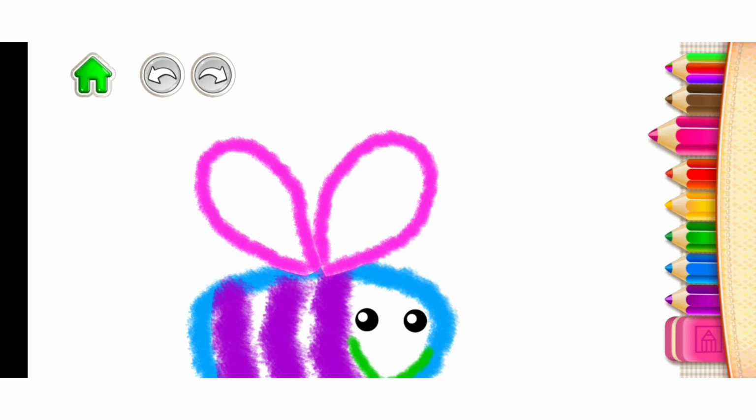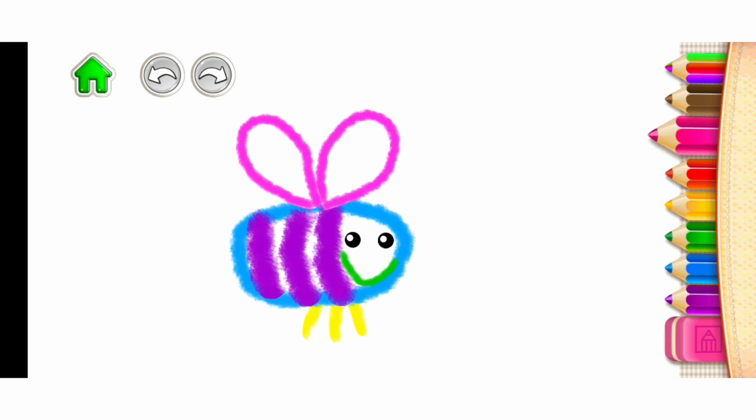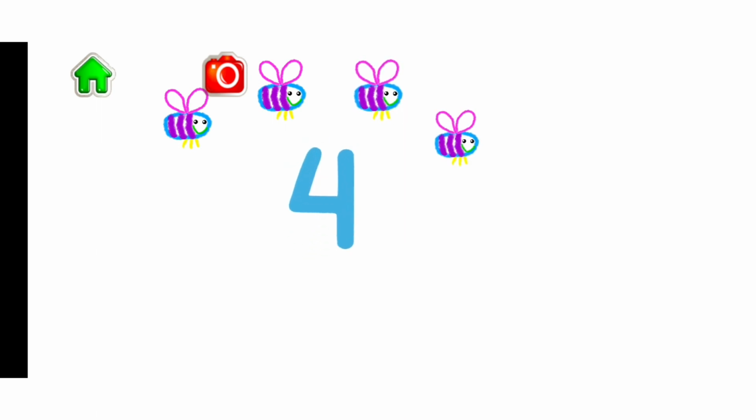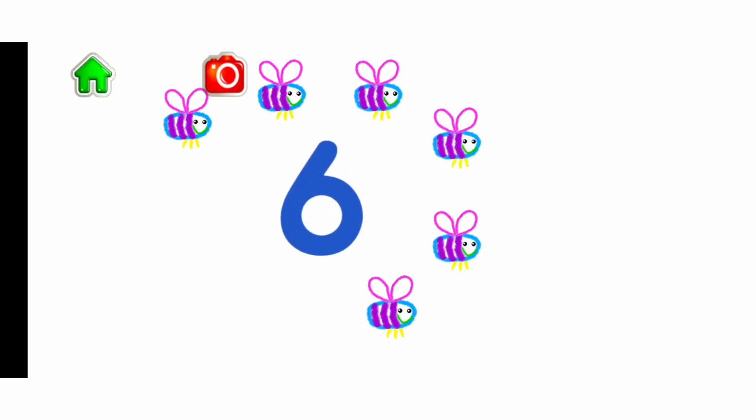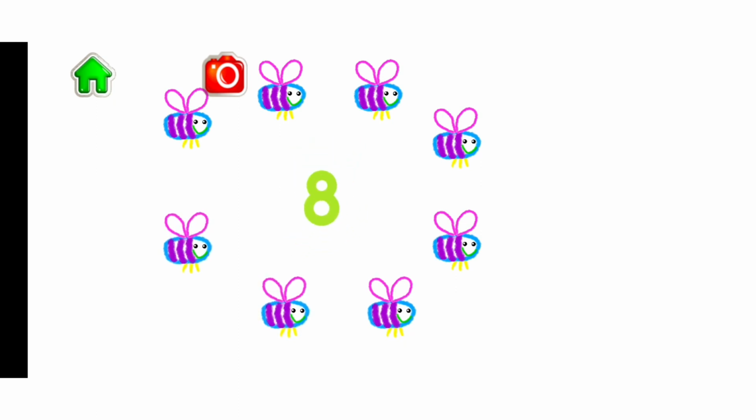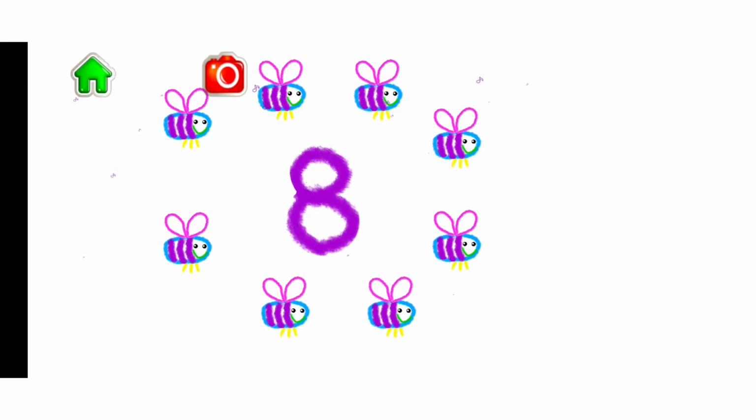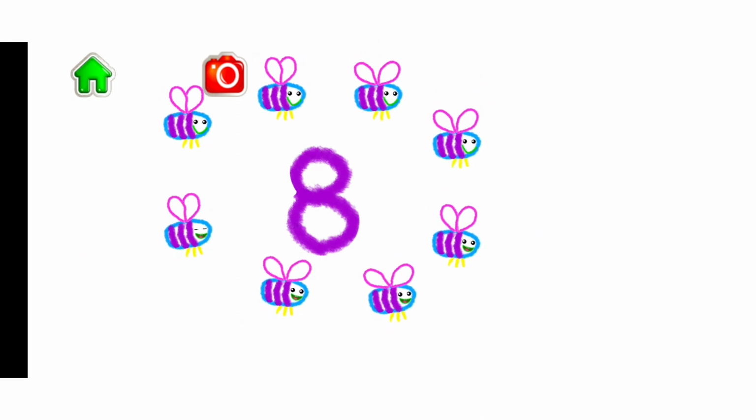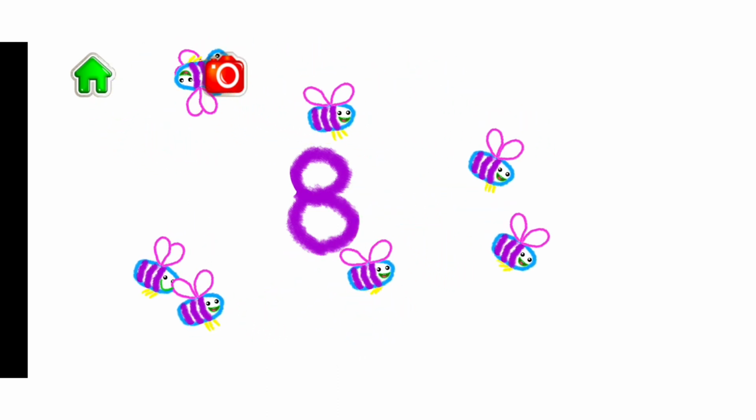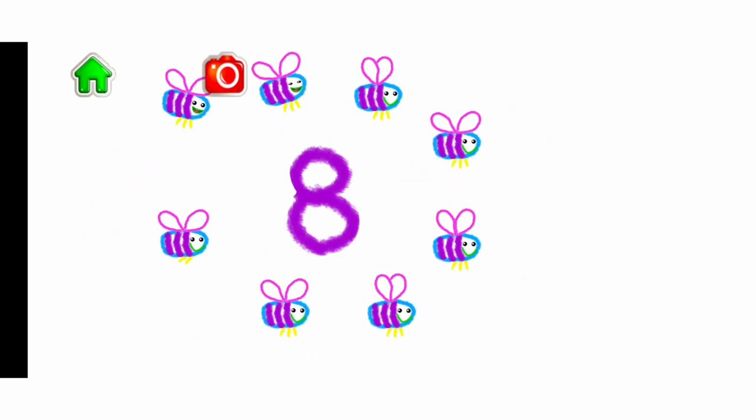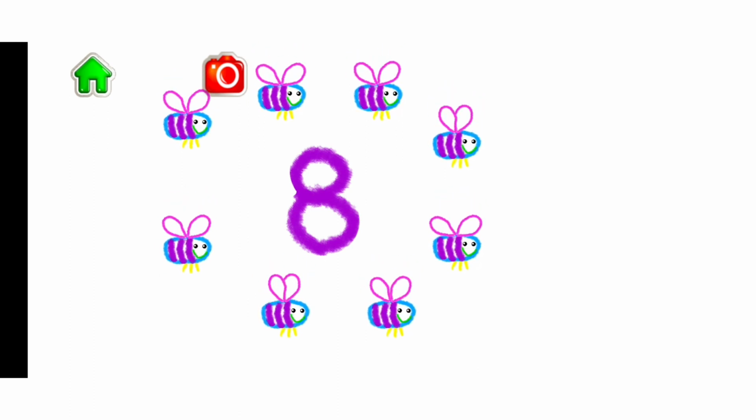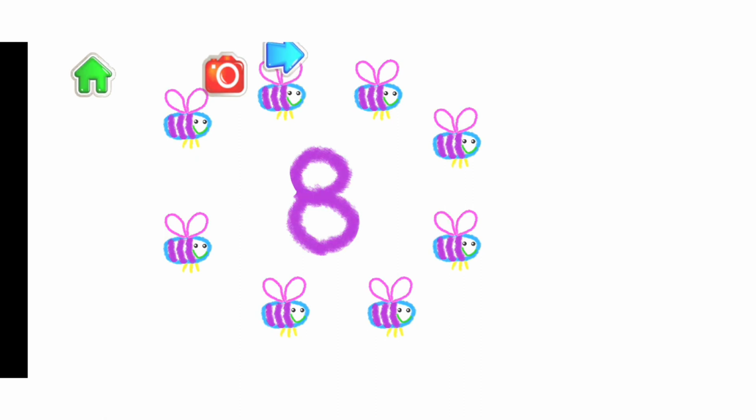Excellent! Let's count bees. One. Number eight, and the bees will fly and hum. Violet. Eight. Write the number eight, and the bees will fly.